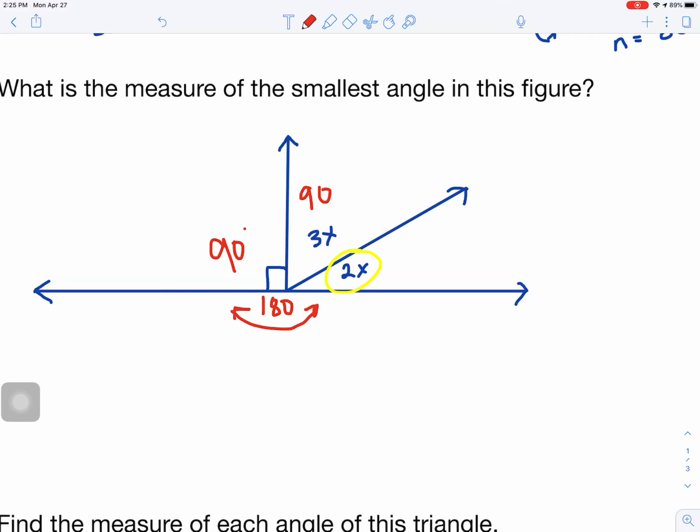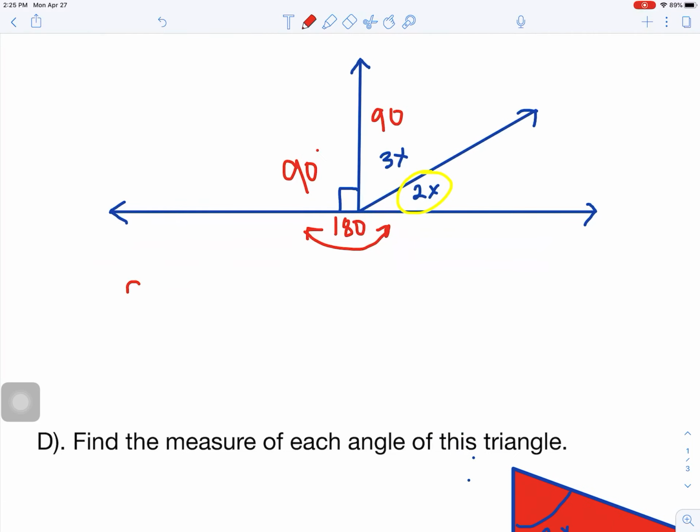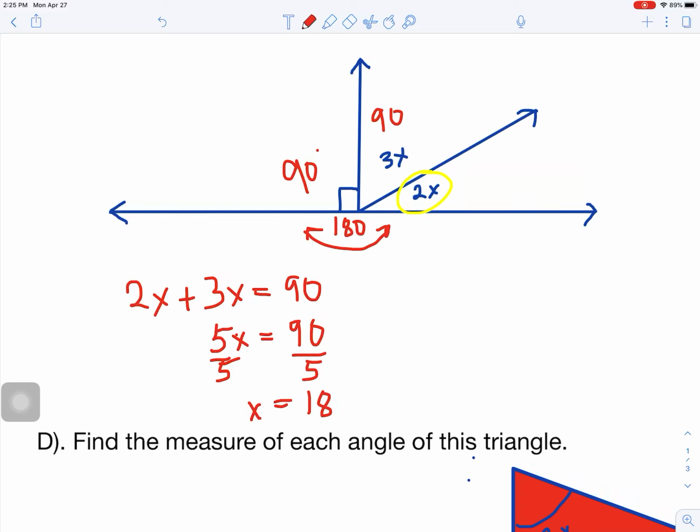So using that information, we can write a formula, right? 2x plus 3x equals 90, which means that 5x equals 90. So in order to go further on that, we have to divide 90 by 5 in order to find out what x is. So do we divide this side by 5? We divide this side by 5, and we get x equals 18.